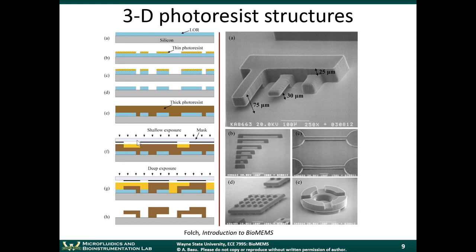One of the variables that we have in our control, one of the parameters, is how long we do the exposure. Another parameter is how long we do the development. So when this says shallow exposure here, it means through the mask we're only going to expose it for a short period of time through one mask. And then through a different mask, we do a deep exposure, which means we expose for a long period of time. When we expose for a longer period of time, the patterns which are exposed go much deeper into the photoresist. So a deeper portion of the photoresist becomes exposed and insoluble.